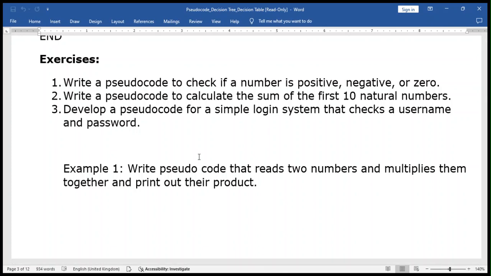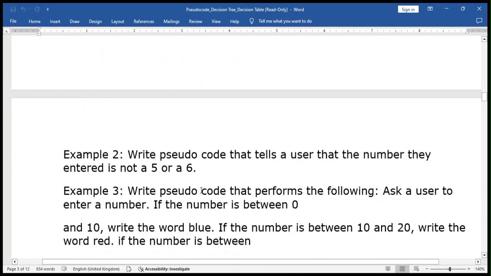Exercises. One, write a pseudocode to check if a number is positive, negative, or zero. Two, write a pseudocode to calculate the sum of the first 10 natural numbers. Three, develop a pseudocode for a simple login system that checks a username and password. Example one, write a pseudocode that reads two numbers, multiplies them together and prints out their product.